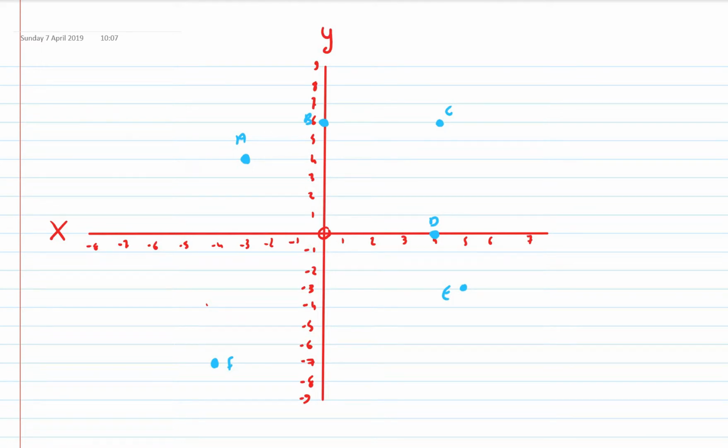In this video we're going to learn how to read coordinates and plot coordinates on a coordinate plane. The coordinate plane consists of an x-axis, which is always the horizontal axis, and the y-axis, which is always the vertical axis.